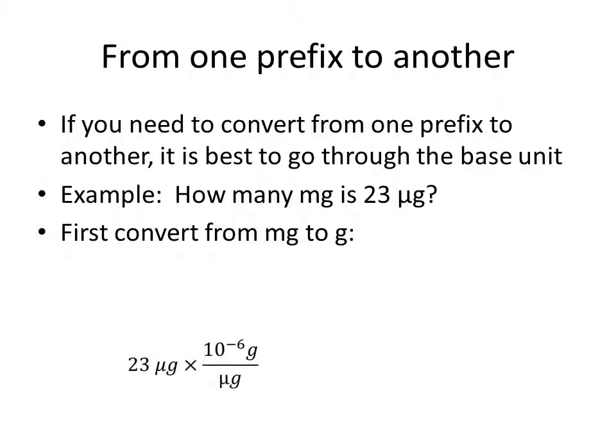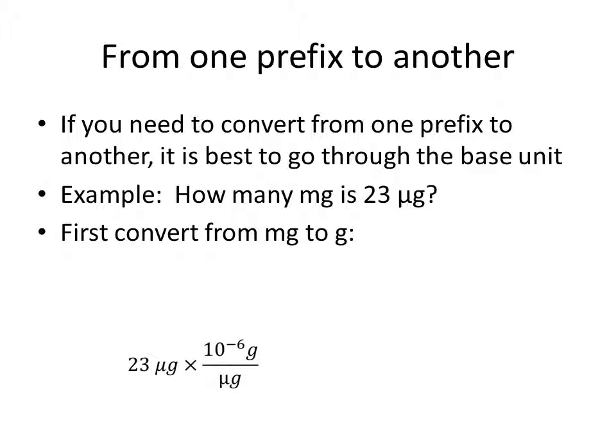This is an example. How many milligrams is in 23 micrograms? You start with 23 micrograms, and what you're going to do is go from microgram to gram. The relationship is a microgram is 10 to the minus 6 grams, so I have that as my first conversion factor. So I'm going through the base unit now. This actually tells me how many grams I have in 23 micrograms.